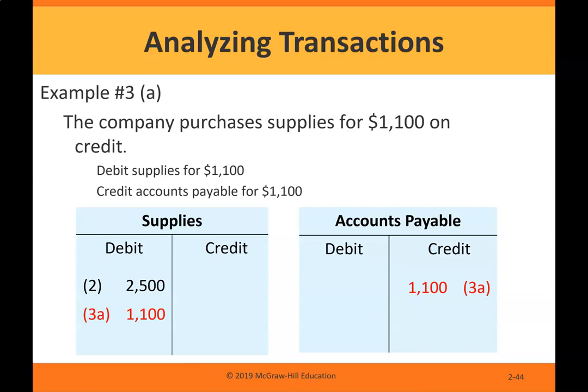You'll see there is already a balance in the supplies account from transaction number 2, and that's okay. We just add up all the debits and the credits at the end, and then we put a final balance on that T account.